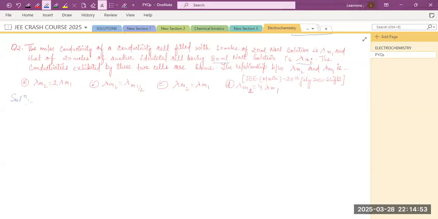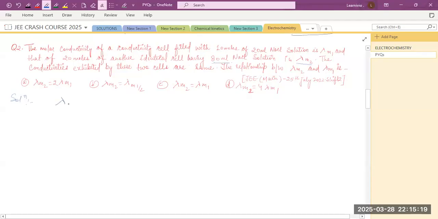The conductivities exhibited by these two cells are the same. It is mentioned in the question that the conductivities exhibited by the two cells are the same. So the relationship between lambda m2 and lambda m1 will be, and there are four options over here. Which options are correct? Let's see how we will proceed.